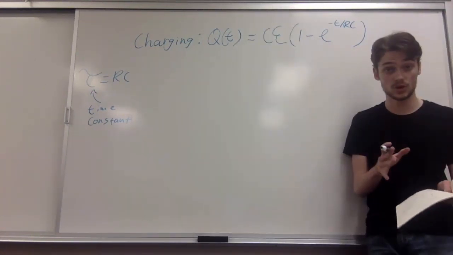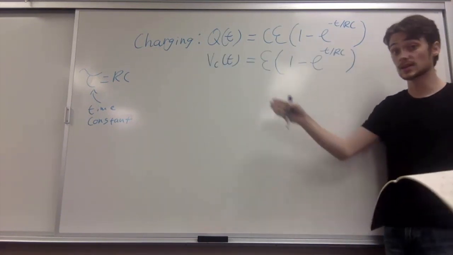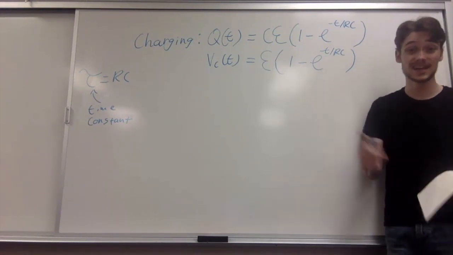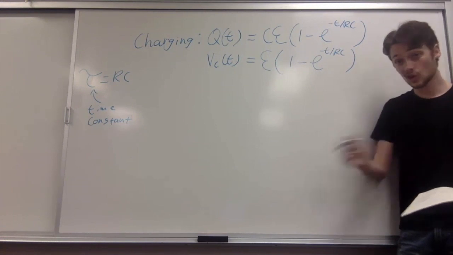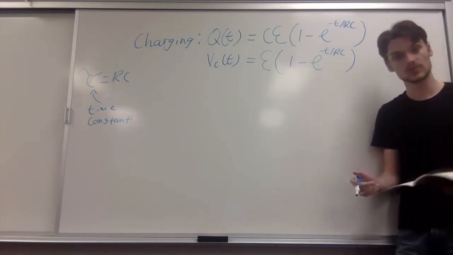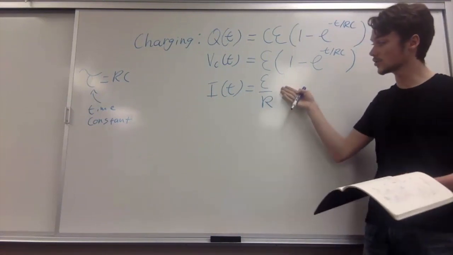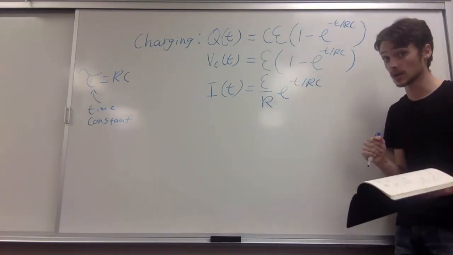We can also know the voltage dropped across the capacitor, which is going to be equal to the electromotive force times the quantity of 1 minus e raised to the negative t divided by RC power. And finally, we can find the current that is going to be flowing through this capacitor. I of t is going to be equal to the electromotive force divided by resistance times e to the negative t divided by RC power.